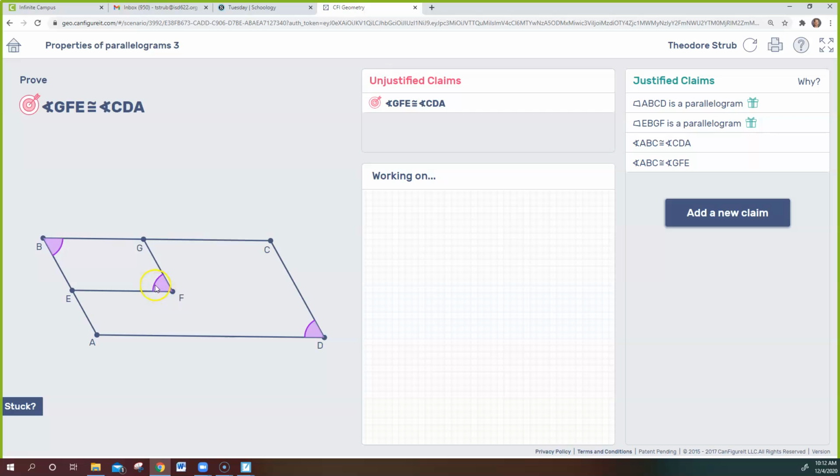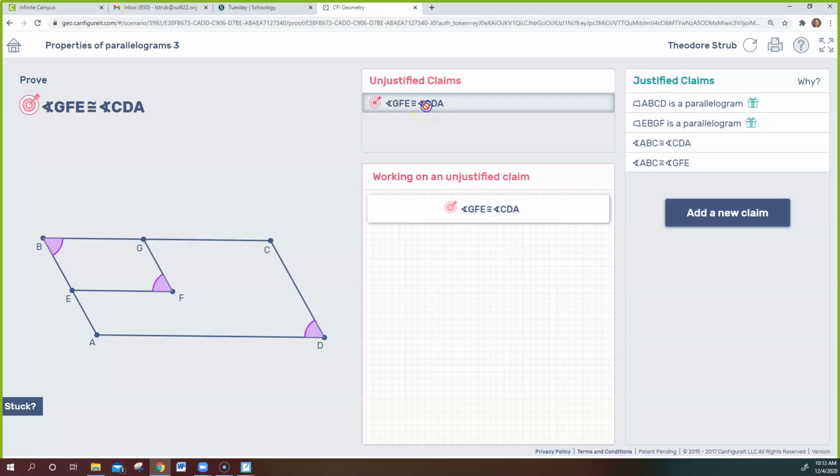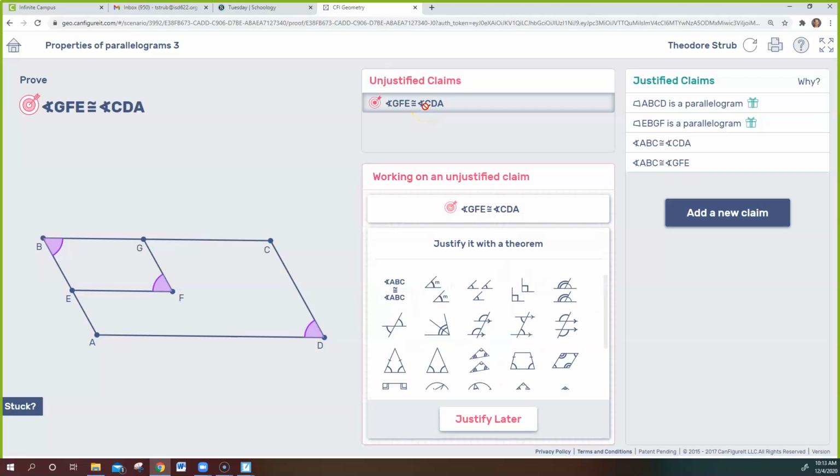I just proved that F is congruent to B and D is congruent to B. So if F is congruent to the same thing that D is congruent to, don't we know that F and D are congruent, which is what the statement is? So I'm going to go to the unjustified claim. And then here's the tricky part. We've talked about it, but we haven't used it often. But when two things are equal to the same thing, that's called the transitive property.